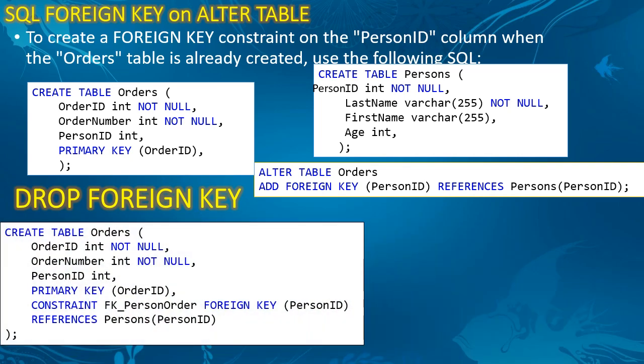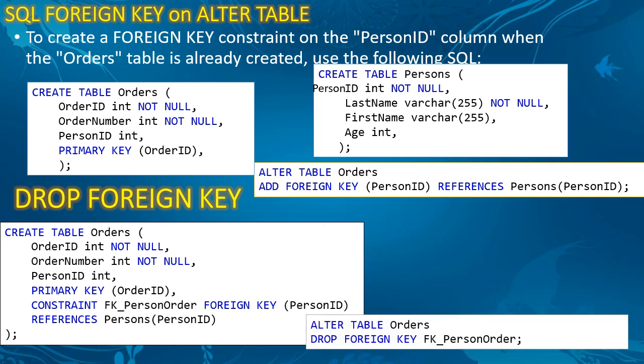For example, on the child table I'm creating the constraint FK person orders as the constraint name, foreign key person ID, references the person table's person ID. You can remove it using an alter query: alter table orders, drop foreign key, and then the foreign key constraint name FK person order.